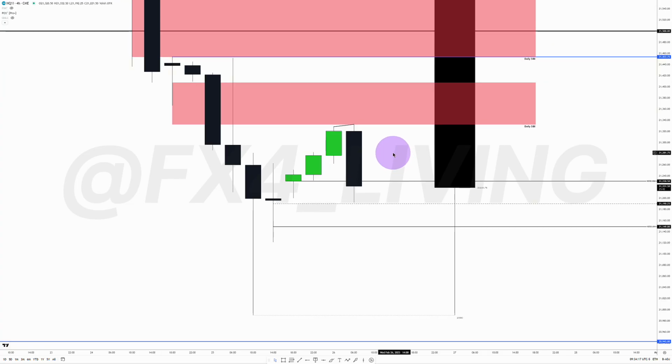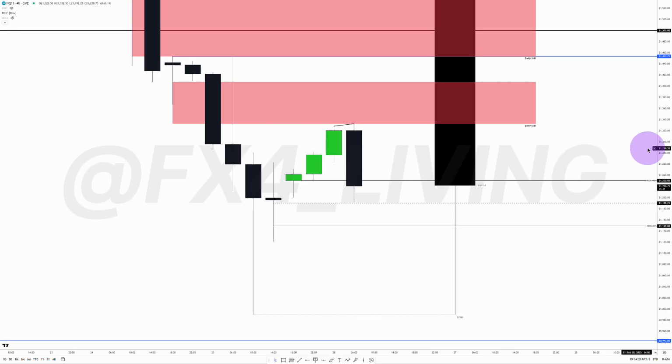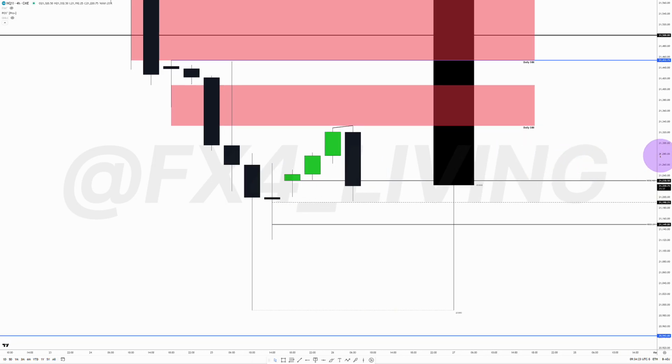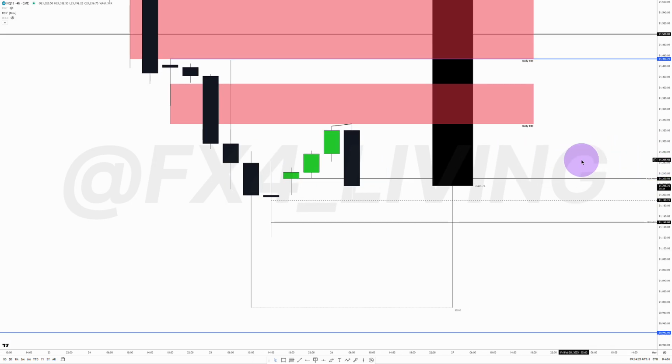Like when you have these types of news, earnings-type news, Nvidia is a big part of the Nasdaq, right? So it just makes sense.